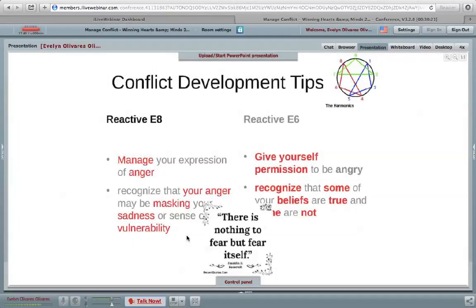So let's look at some development tips for you if you are an 8. Manage your expression of anger. Yeah, hold it back. Manage it. Recognize that your anger may be masking your sadness or sense of vulnerability. If you are a 6, give yourself permission to be angry. It's okay. Recognize that some of your beliefs are true and some are not. There is nothing to fear but fear itself.